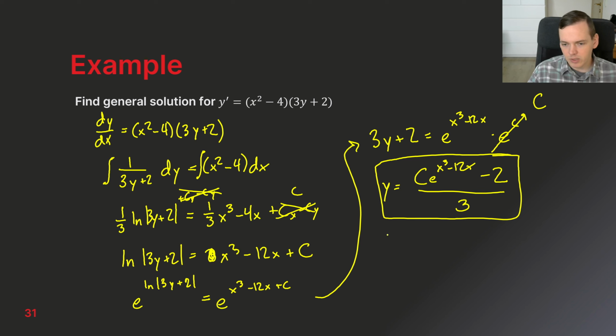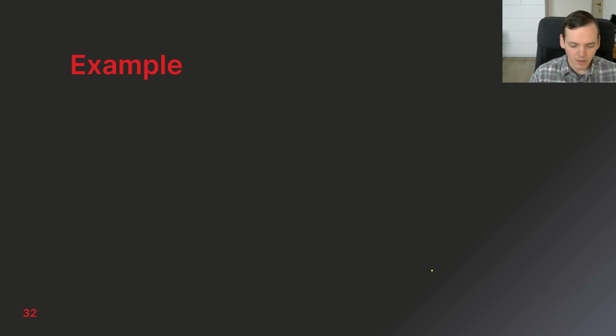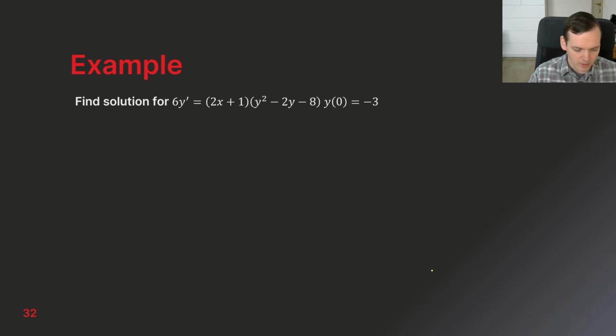If they gave you an initial condition, if they said, for example, y of 0 equals 3, I could plug in x equals 0, I could plug in y equals 3, and that would let me solve for c. Or if they gave me y of 1 equals 1, same idea, we can plug those in. Let's look at one more example here to kind of close this out.